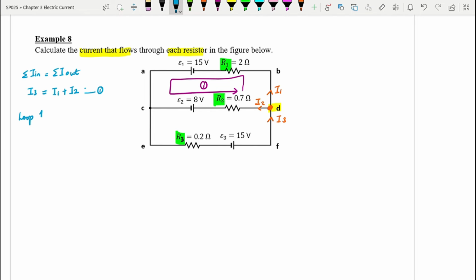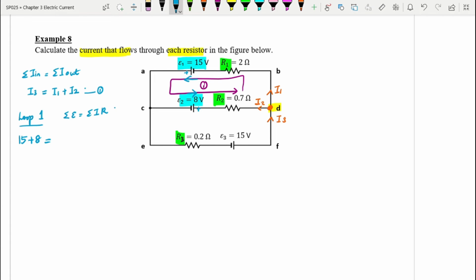Kita nak apply summation of EMF equals to summation of I times with R. So ada berapa EMF yang kita boleh tengok di sini? EMF 1 dengan EMF 2 pada loop yang pertama. Jadi kita nak kena double check sama ada dia positif ataupun negatif. Direction loop ke sini, dia akan jadi E1 ni positif. Direction loop ke sini, E2 ni positif jugalah. Towards positive terminal. So sentiasa ke arah positif. So EMF kita 15 plus 8.